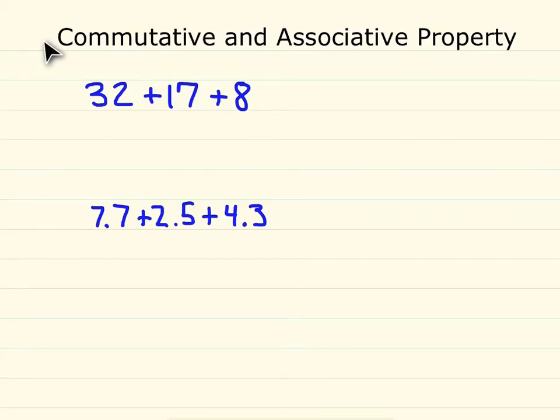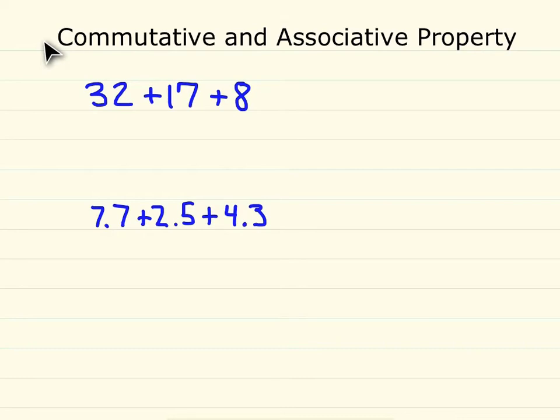This video is going to help us learn the commutative and associative property and why it's useful. First off, the commutative property allows you to change around the order of your addends or factors and you'll still get the same result. And the associative property just means you can put parentheses around any two addends or any two factors. That way you do that problem first.